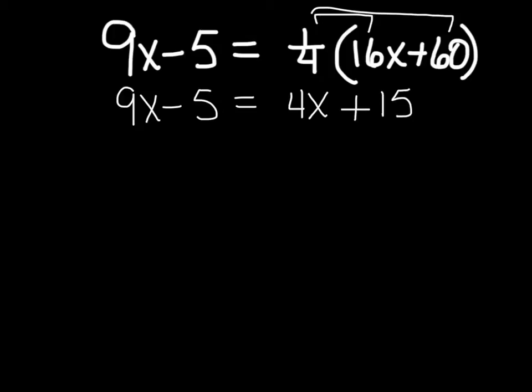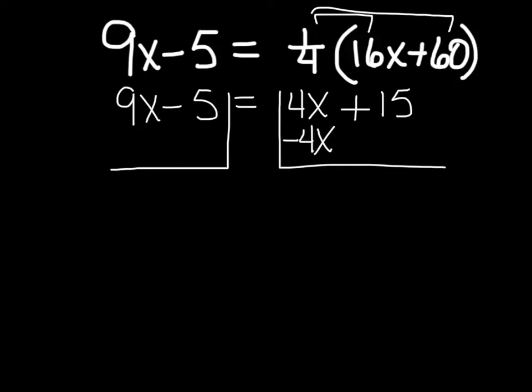Now this just becomes like we need to put our variables on one side and our constants on the other. Here's our left side. Here's our right side. I'm going to take the 4x and put it on the other side. So we're going to subtract 4x. If we subtract 4x from the right, we need to subtract 4x from the left. So that leaves us 5x minus 5 equals, your 4x's are canceling out, 4x minus 4x is 0, and then our 15 comes down.